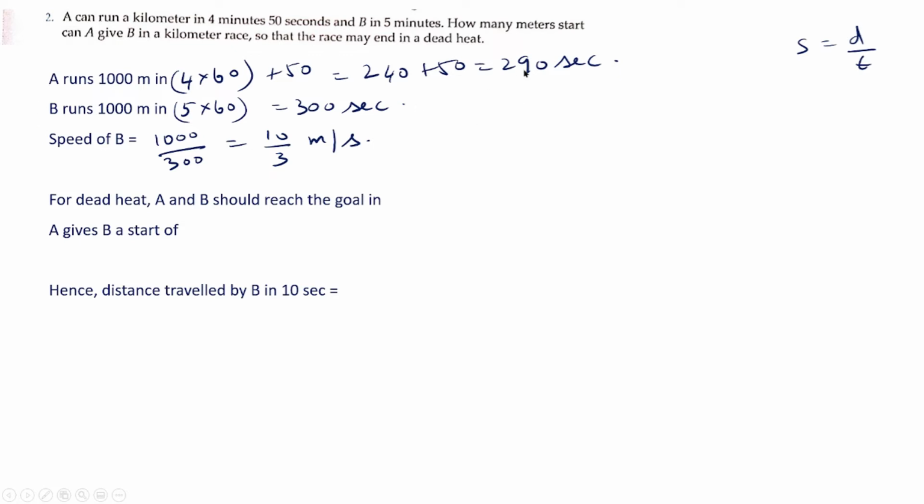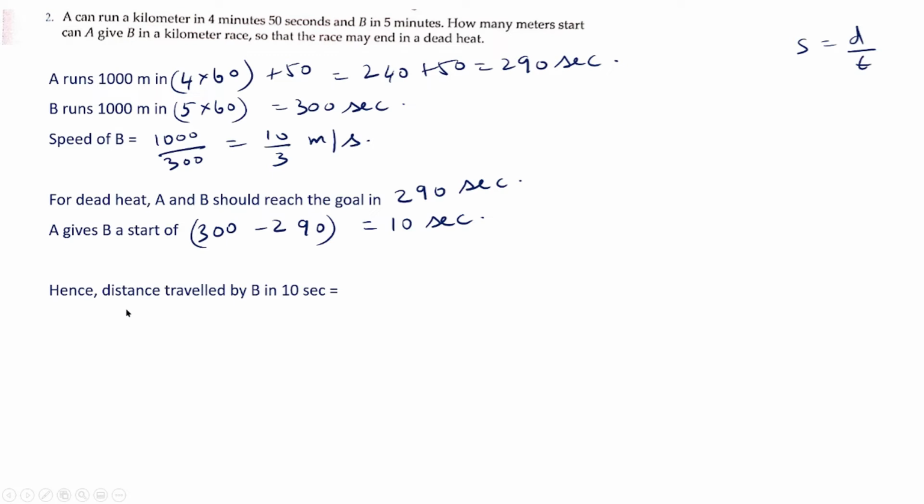So if A reaches the goal in 290 seconds, B should also reach in 290 seconds. So for B also to reach the goal in 290 seconds, A has to give B a start of 300 minus 290, which is 10 seconds. So only when A gives B a start of 10 seconds, then the race will end in a dead heat.